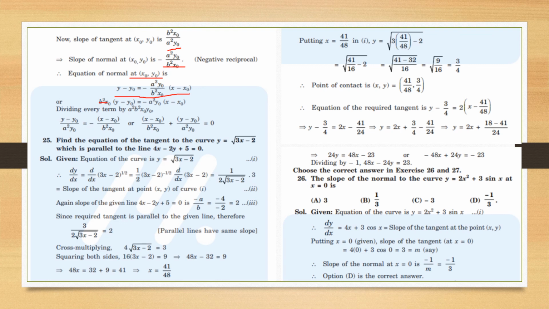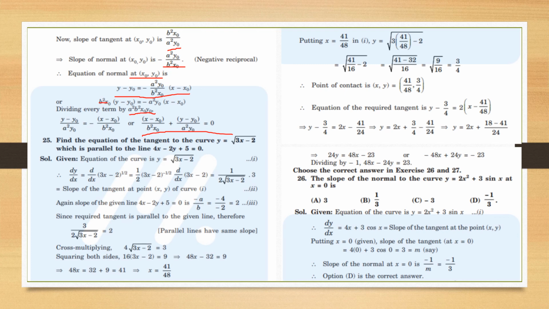Bringing it to some standard form, I'll divide throughout by a square b square x naught y naught. So I'll get the equation in the form of (x minus x naught) upon b square x naught plus (y minus y naught) upon a square y naught equal to 0.